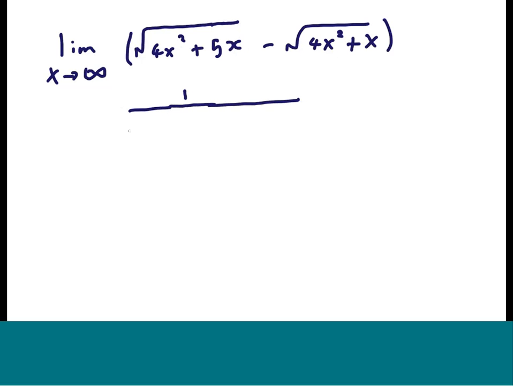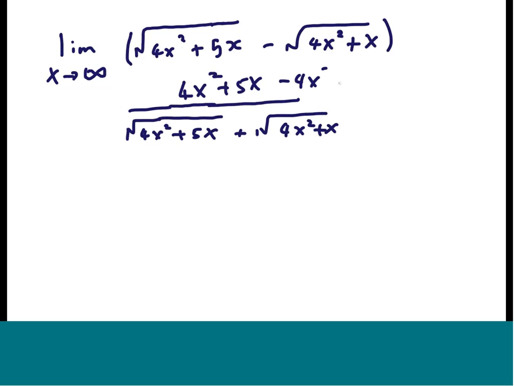All right, so you put square root of 4x squared plus 5x plus square root of 4x squared plus x. Then the numerator becomes 4x squared plus 5x minus 4x squared minus x. Right? So it's going to become only 4x in the numerator.